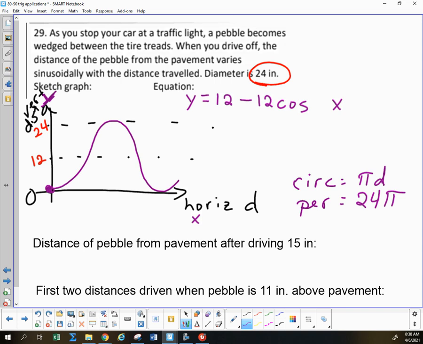That means my number in the equation needs to be my normal 2 pi over the period on the graph, which is 24 pi, or 1/12. So I can either write that as 1/12 x, or just x over 12. Might be a little bit easier when we're ready to enter it on the calculator.